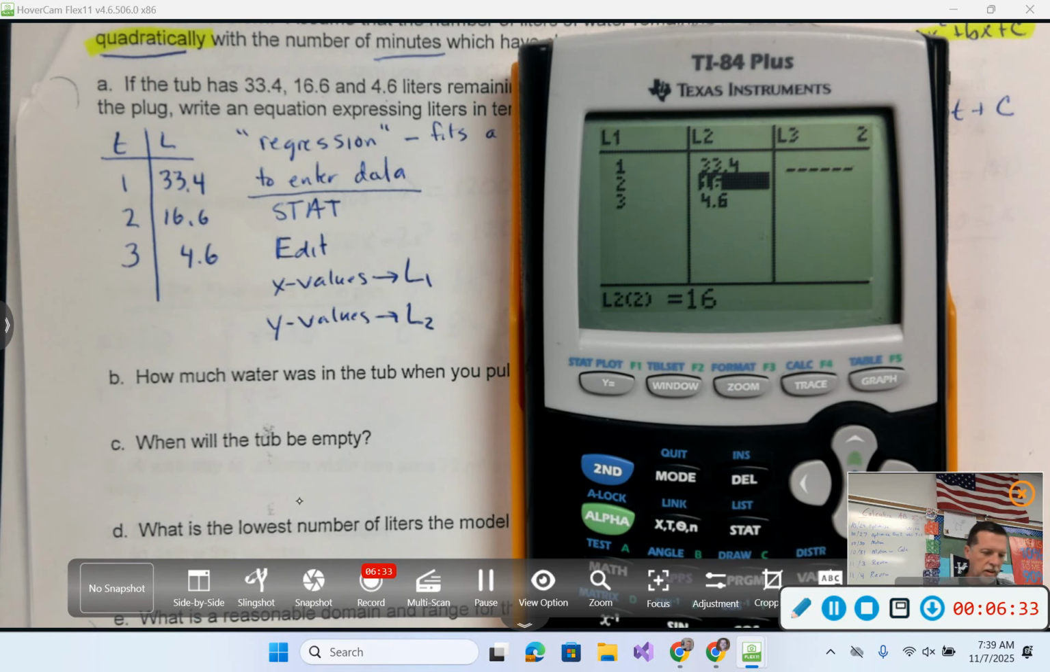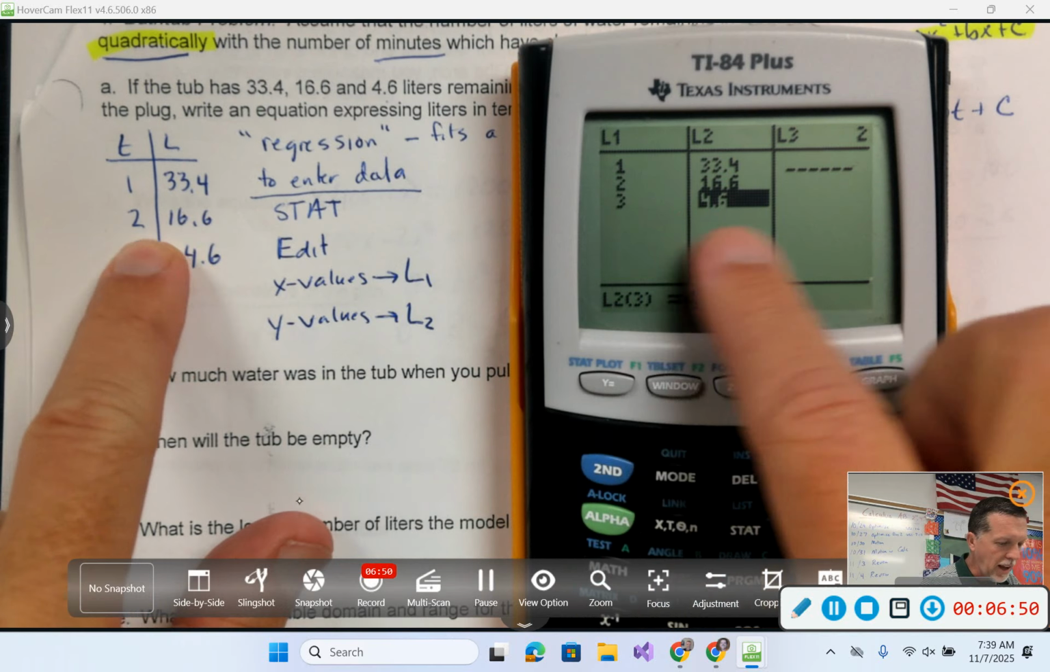Oh, 16.6, thank you. But that's a great catch, because needless to say, if you put the wrong y values in, then you're going to get the wrong answer, and it wouldn't be your fault or the calculator's fault. You just have to make sure the data is in there correctly. So I'm glad you caught that.